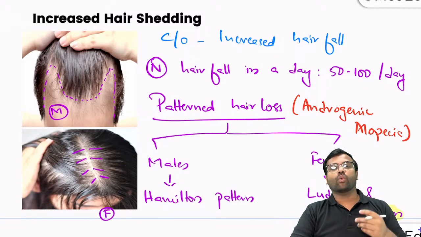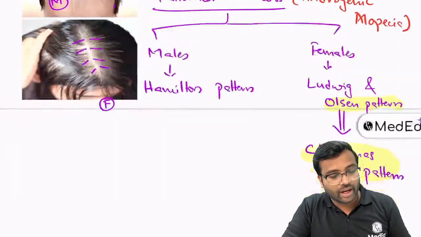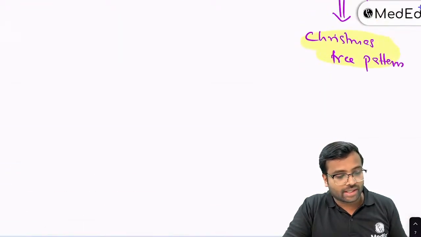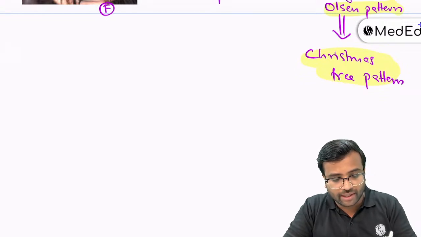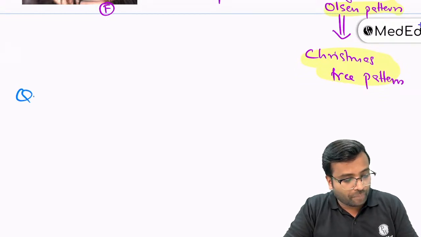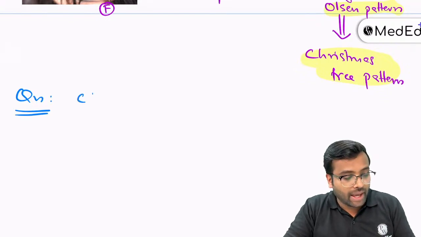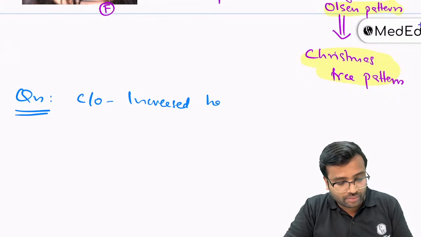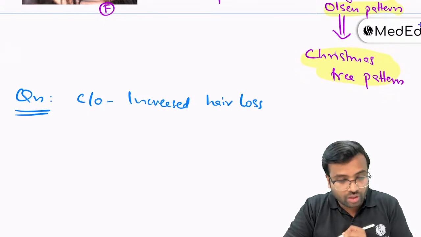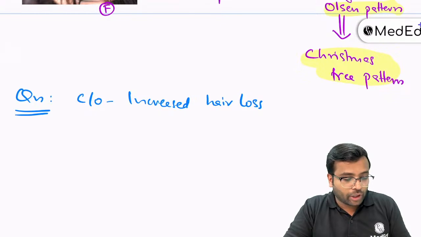So now let us see what are the other causes of increased hair loss in another patient. Let us see one more thing. I'll just write down another clinical example. The clinical example is that there is a complaint of increased hair loss, and this increased hair loss has happened during exams.